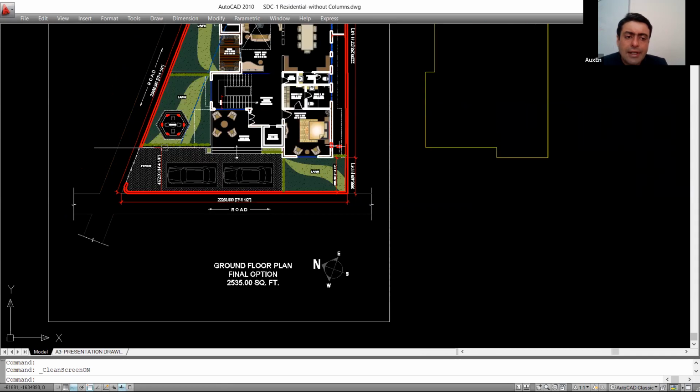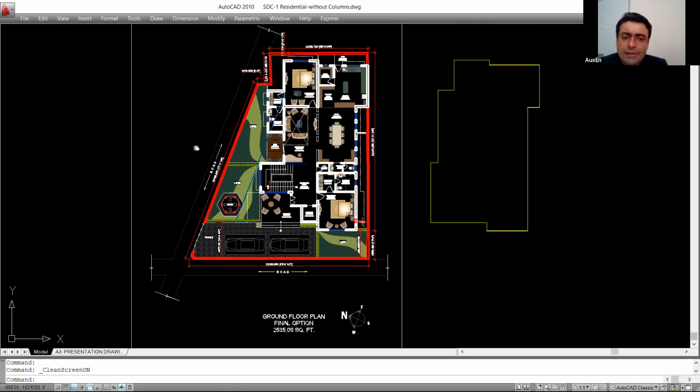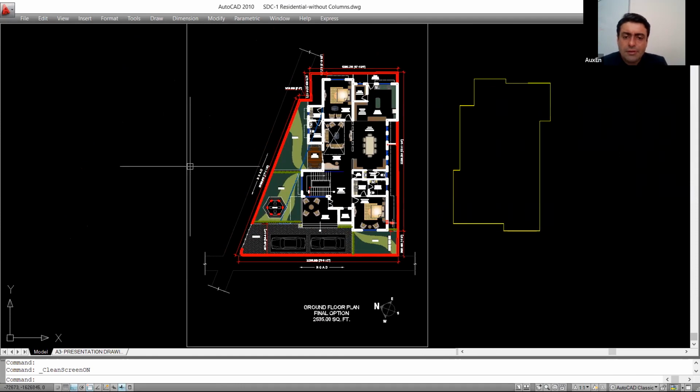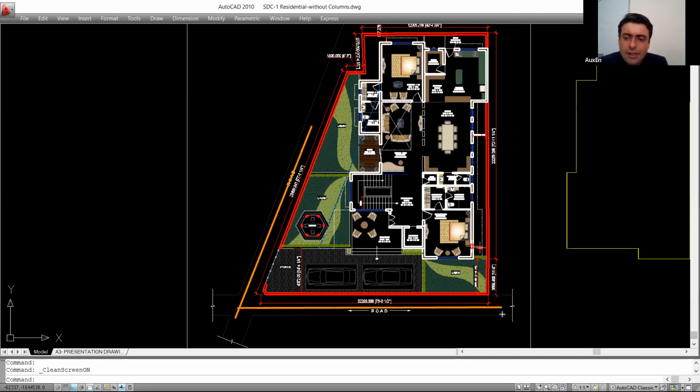Okay, let us study this plan. First of all, what type of plot is this? So this is actually a corner plot, isn't it? You can see these are the two roads. These two roads are meeting over here, and this is the corner that is forming. So you can call it a corner plot. All right.